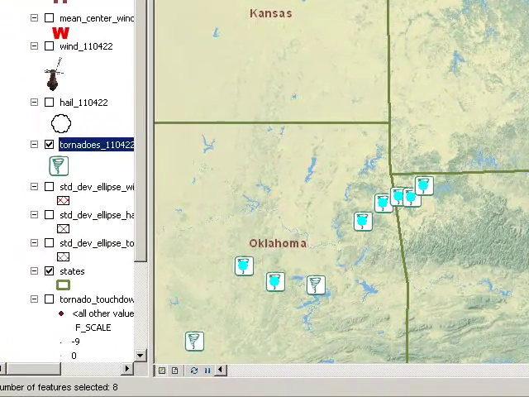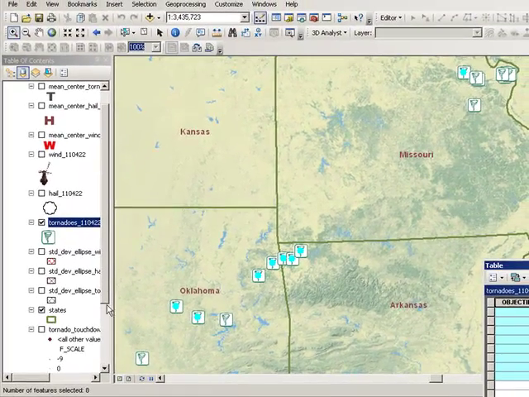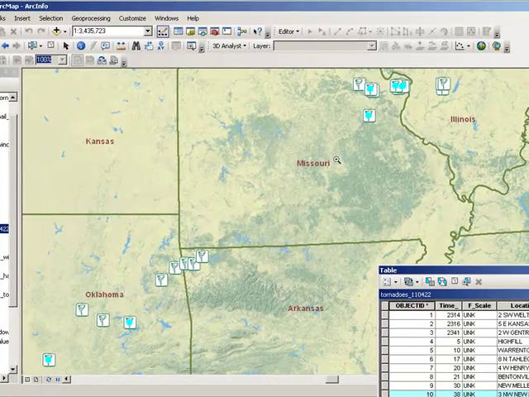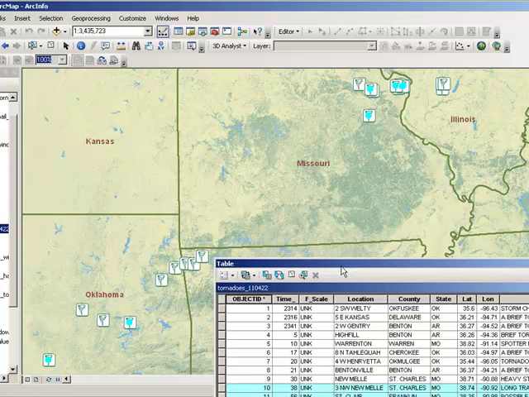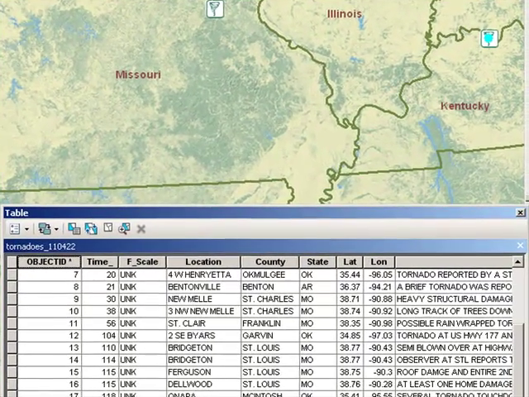Repeat this process for the next few records and so on until you are at the end of the table. Observe how the tornado touchdowns move as the day progresses. So here's the middle of the day. Now they're all up in here. There's a couple down in Oklahoma still. Of Missouri into Illinois and Indiana and Kentucky.